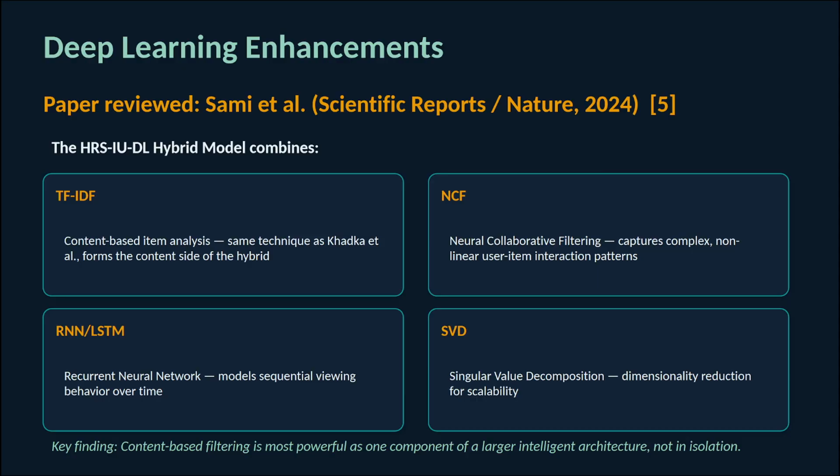The second paper I looked at was from Sami, published in Scientific Reports by Nature in 2024. They proposed a hybrid model called HRS-IUDL that combines TF-IDF content-based filtering with neural collaborative filtering, recurrent neural networks, and SVD. The key takeaway here is that content-based filtering is most powerful not by itself, but as one component in the larger architecture. When you add deep learning on top, you can capture patterns that pure metadata analysis can't.